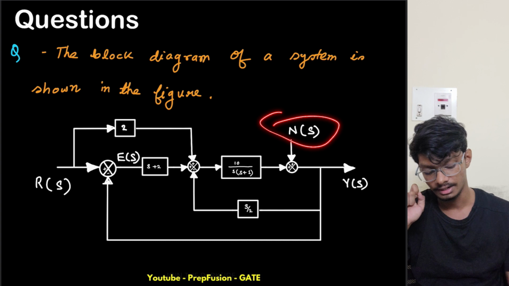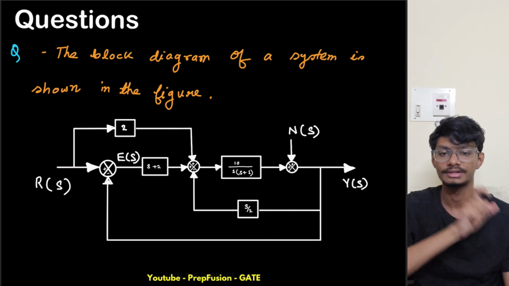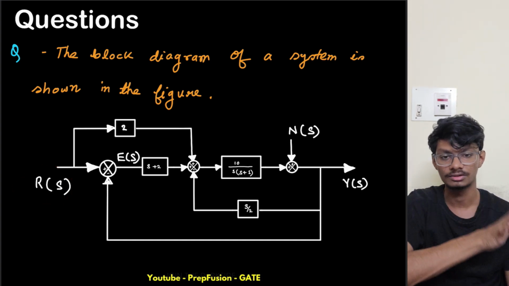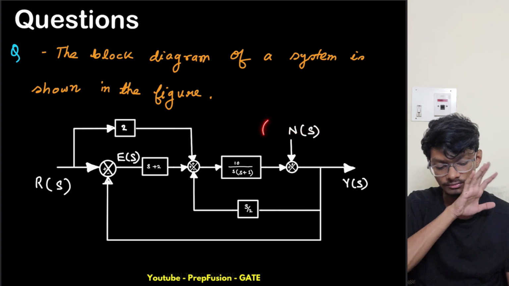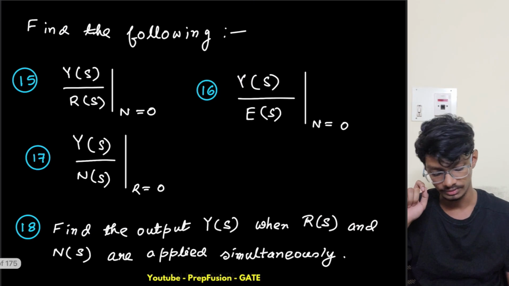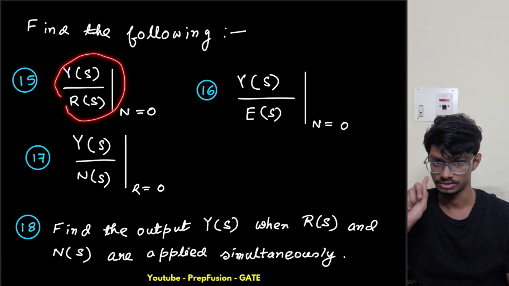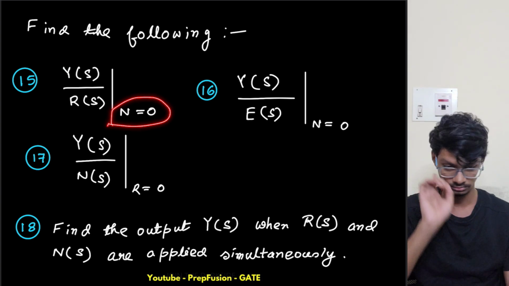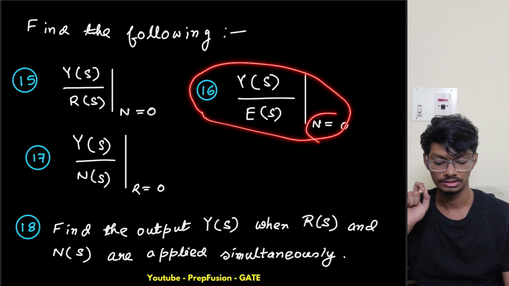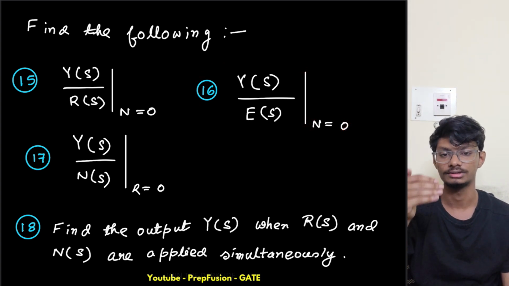But for this N and R, yes, they too are inputs, but we will not solve them simultaneously. We'll solve one of them, then make the other one 0, then we will solve the other one, then we will make this input 0 and find the transfer function. What is the question asking? It is asking us to find the ratio y upon r, so this is one input when the other input is 0. Then it is asking us to find y upon e when the other input is 0. One input has to be 0, else we won't be able to find the transfer function.